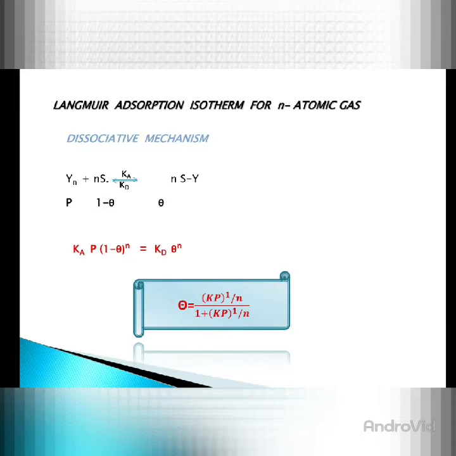If you put n is equal to 1, then you can get the equation for the monoatomic gas, that is theta is equal to Kp divided by 1 plus Kp. And for n atomic gas, for dissociative mechanism, you can get that theta is equal to (Kp) to the power 1 by n divided by 1 plus (Kp) to the power 1 by n. This is the Langmuir adsorption isotherm for n atomic gas.